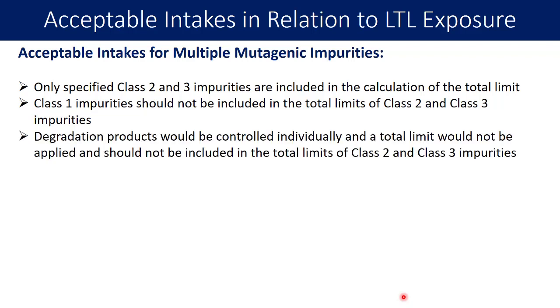And finally, degradation products will be controlled individually and a total limit would not be applied, and they should not be included in the total limits for class 2 and class 3 impurities. So whatever your Q3A, Q3B approaches, according to that, you can have the individual limit for non-mutagenic impurities and you should not include those impurities in the class 2 and class 3 total impurity limit.